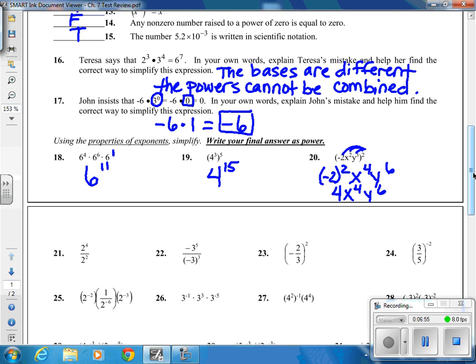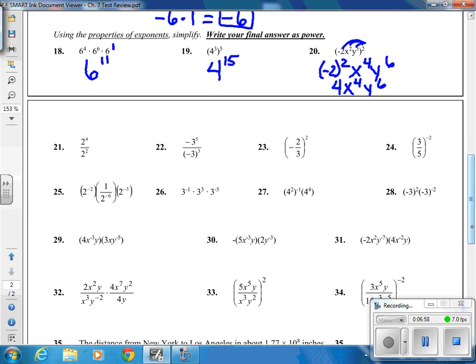All right, so if you continue on to the back, number 21 is your division property, your quotient property. I've got the same base, so I'm going to keep the base of 2, and then I'm going to subtract the exponents. 4 minus 2 leaves me with 2 squared.